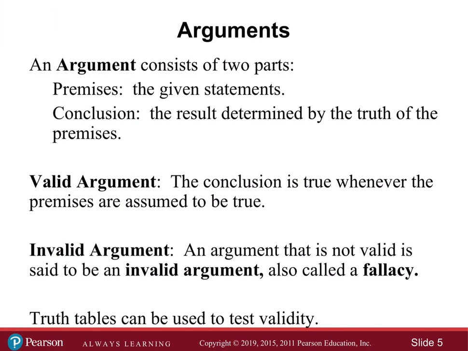So an argument consists of two parts: premises, the given statements, and conclusion, the result determined by the truth of the premises. A valid argument, the conclusion is true whenever the premises are assumed to be true. Invalid argument, an argument that is not valid, is said to be an invalid argument, also called a fallacy. Truth tables can be used to test validity.